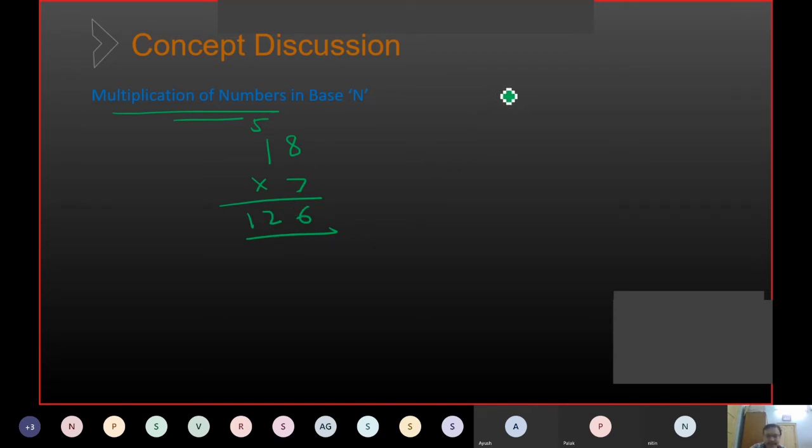Now let's say I'm doing the same multiplication in base 9. That is 18 into 7. How much will it be? Anybody? Same multiplication, 18 into 7 I'm doing in base 9. Eight into 7 is 56. 56 is 6 into 9 plus 2. The nearest multiple of 9 to 56 is 54. So 6 into 9 plus 2. So remainder will be 2. Here there will be a carryover of 6.